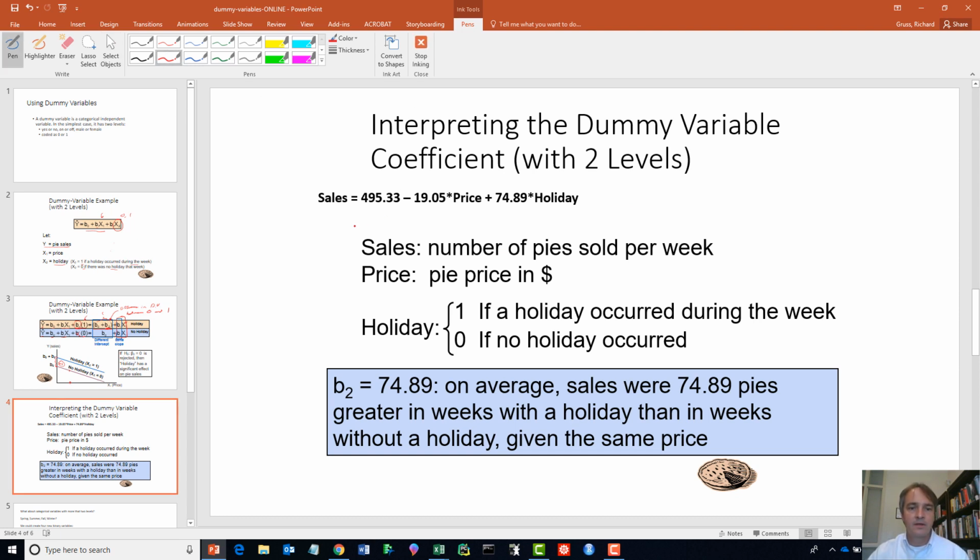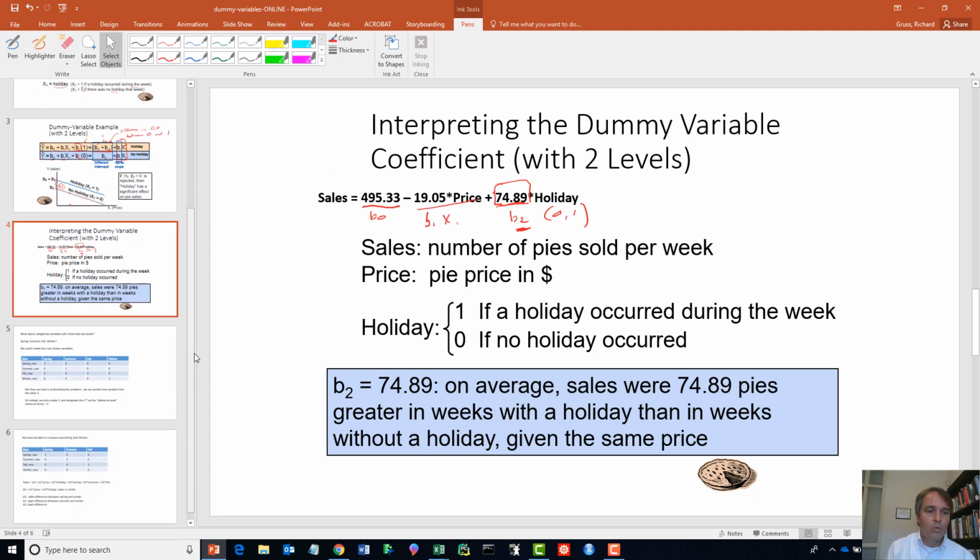So okay, we've got this sales equation here. This is the overall intercept, so that's our B0, and then it's going to be this. So this is going to be our B1, and this price was our X1 variable, and then this is that B2, and this is going to be either a 0 or a 1. Okay, so what this means is that when there's a holiday, you can expect an increase of sales of 74.89. Okay.